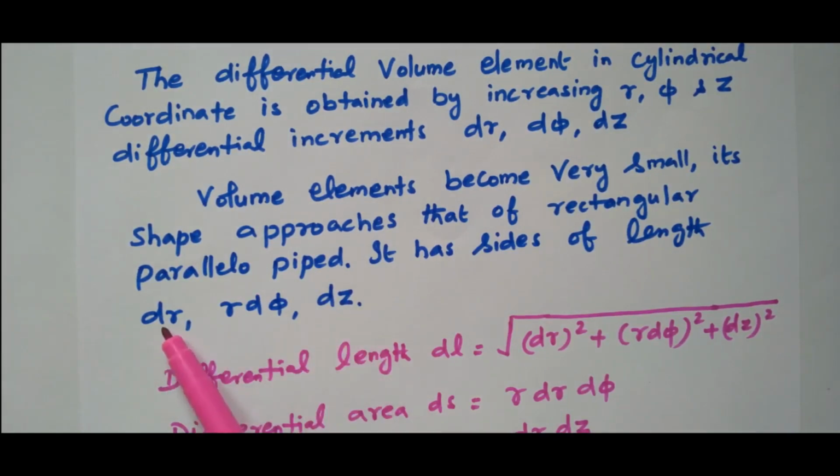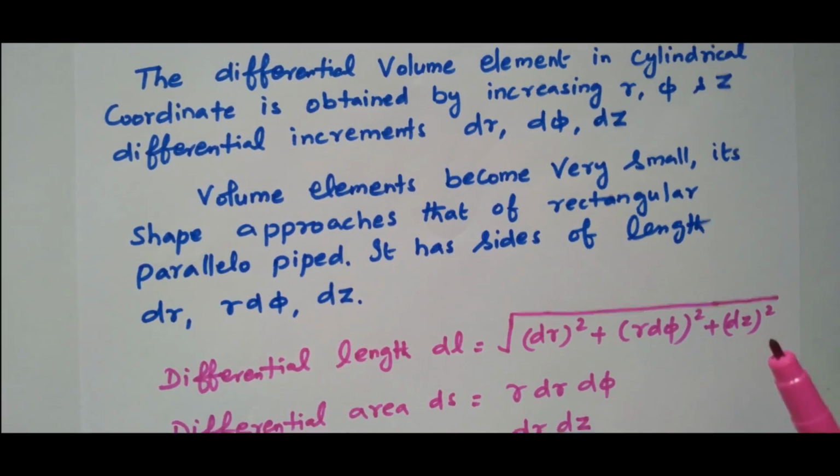because dr and dz are already lengths, but d phi is an angle. So in order to convert it into length, it is multiplied by r, so r d phi is equivalent to length. So this is also length, this is also length. Now phi is also converted into length. D phi means angle, r d phi means equivalent length, right? Now we have three parameters, dr, r d phi and dz.